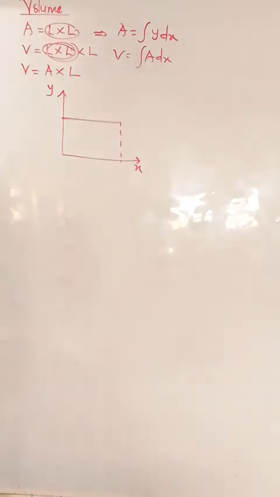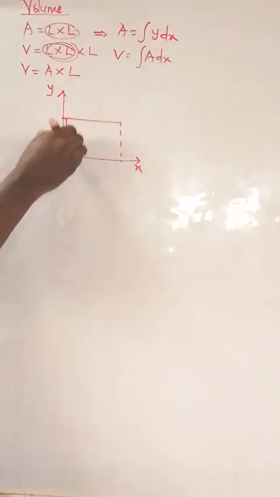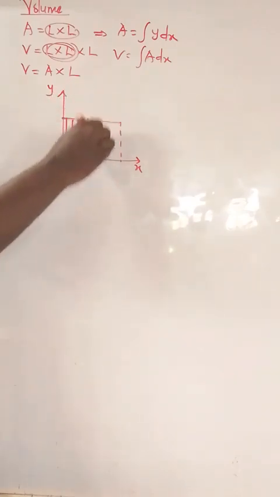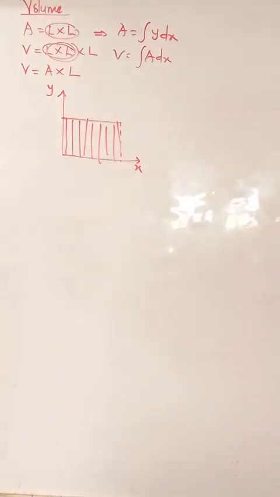What do we mean by integrating a line? For example, if you choose a small value of x and dx, we add up these whole lines. When you add up lines, you get area. Then when you add up areas, we get what? We get volume.